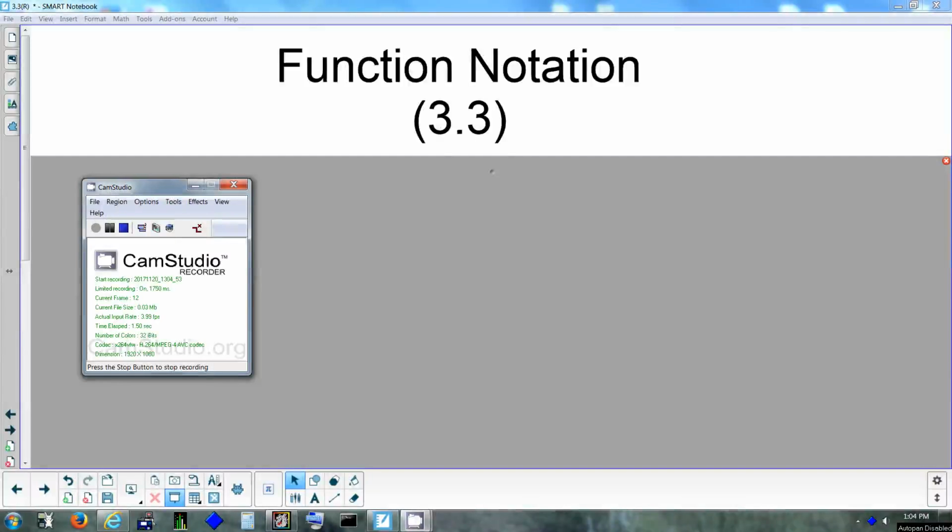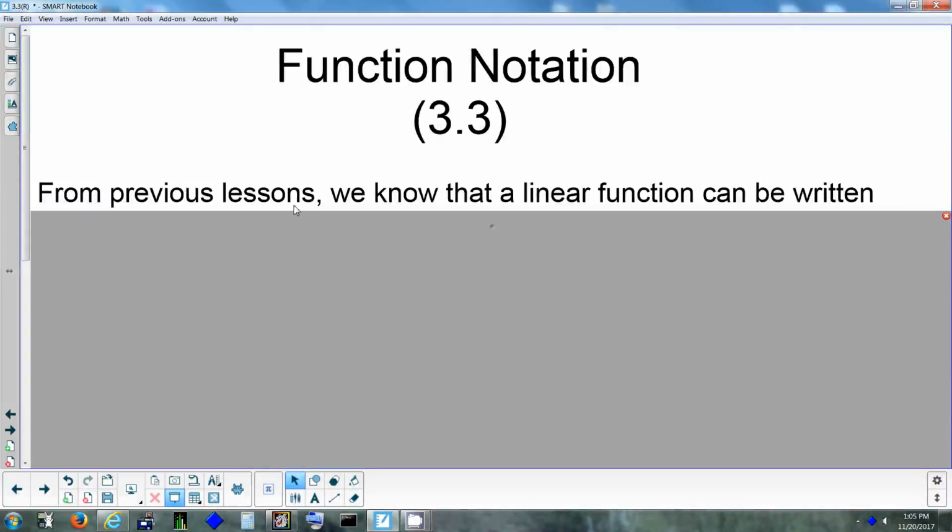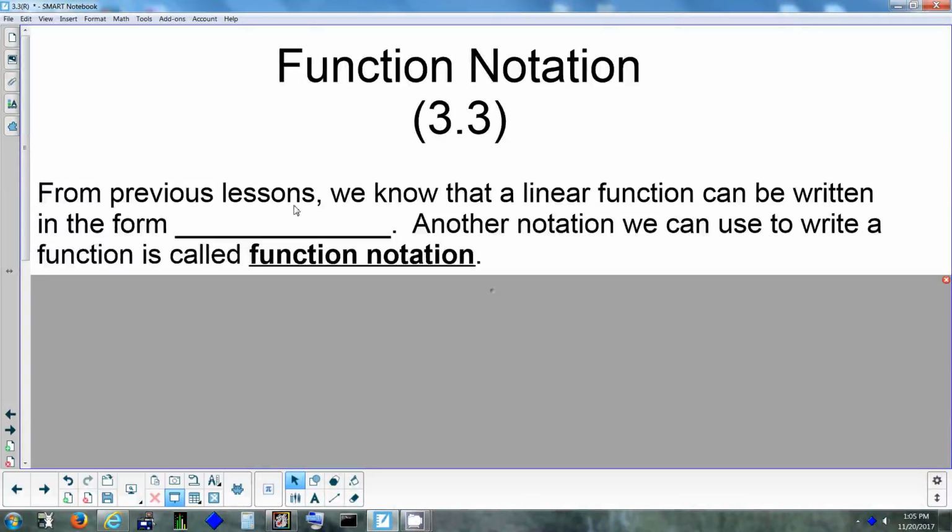Okay, so our first and last section for this week is 3.3. A lot of the stuff we do in 3.3, it's stuff you've already done. It's just written differently. That's all.